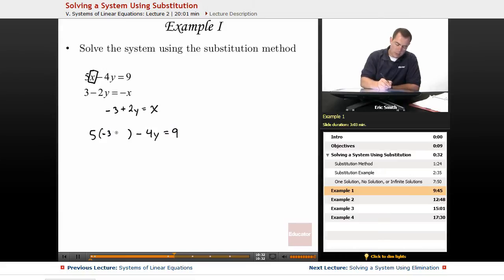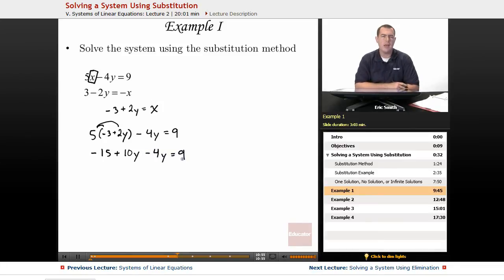So 5 times (-3 plus 2y). All right, we can see in this new equation it only has y's, so I need to work on getting them together and isolating them. So -15, that'd be from distributing through, plus 10y minus 4y equals 9. Okay, I have some like terms I can put together. 10y and -4y, that would be 6y equals 9. Okay, not bad. Adding 15 to both sides.